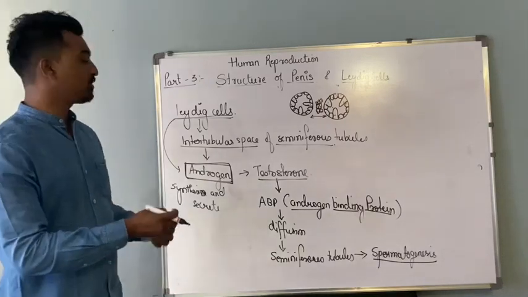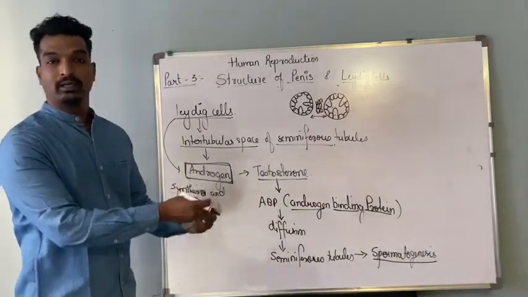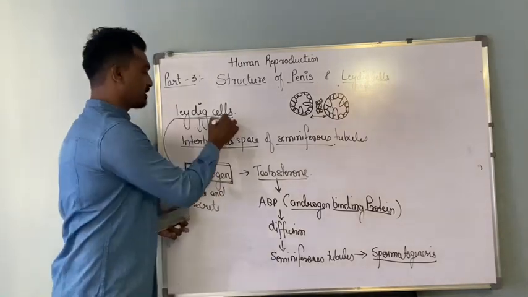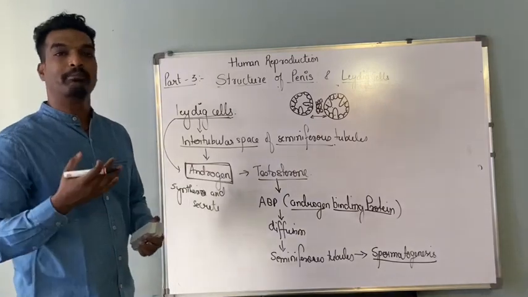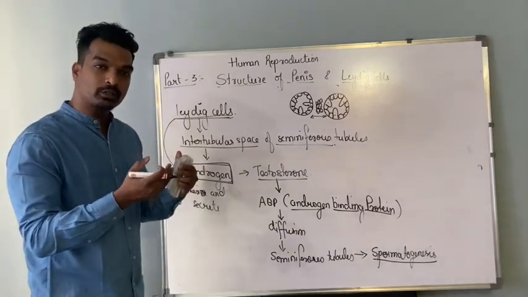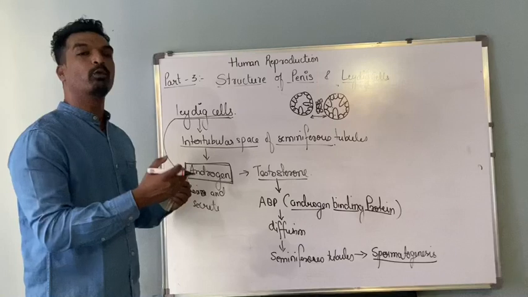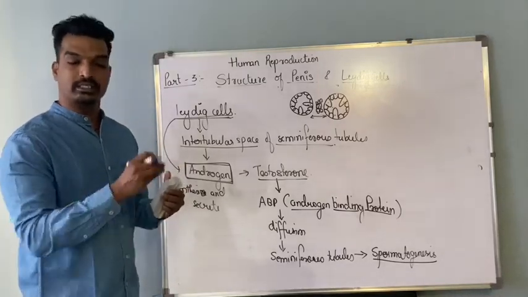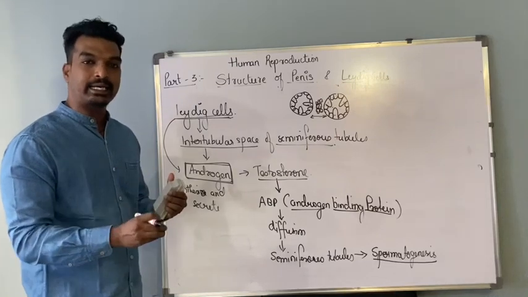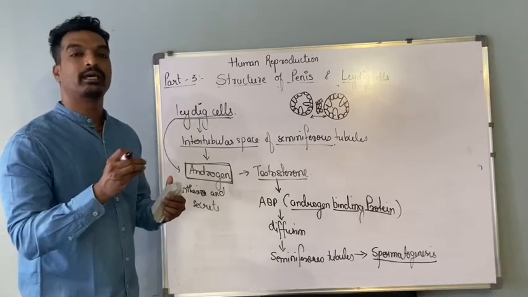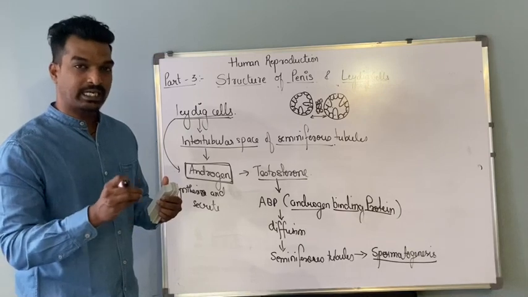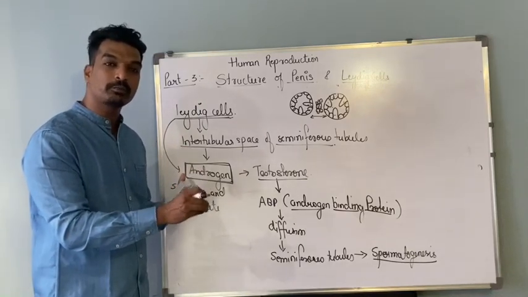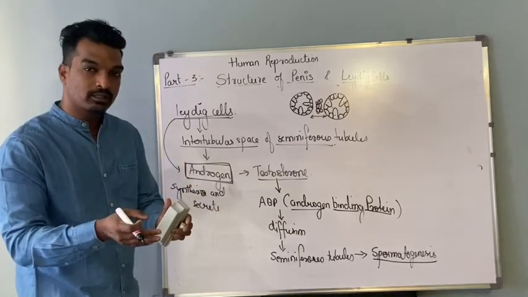So this is the thing we had to study in the structure of the seminiferous tubules that was left out, and I'm continuing this. These are the Leydig cells. Where are they? They are present in the intertubular spaces of the seminiferous tubules. And what do they do? They release testicular hormones, that is androgens. They synthesize and secrete androgen, and they are secreting these androgens into the intertubular space.